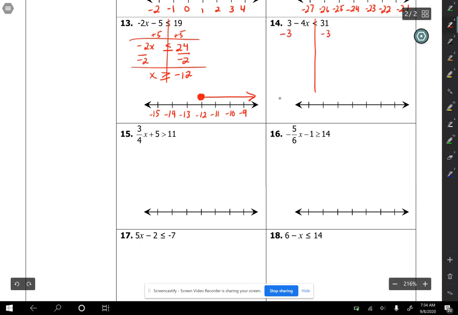Keep subtracting 3. Let's keep going. Here I'm dividing by a negative number, so I need to make sure that my sign switches from a less than to a greater than.